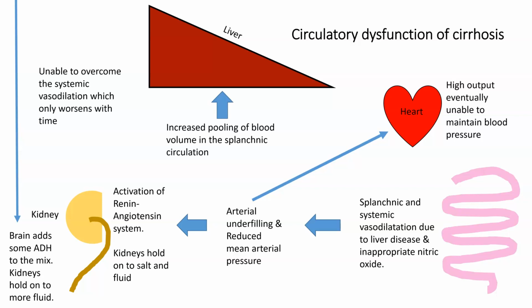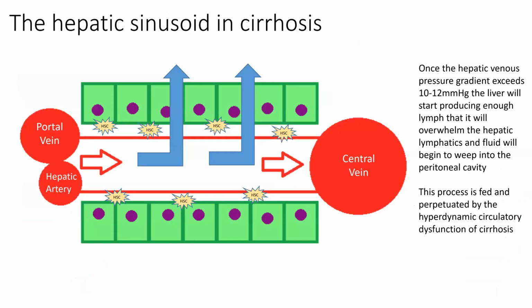The net result of this is that you'll have increased blood volume and increased pooling of that blood volume in the splanchnic circulation. The patient with cirrhosis is unable to overcome the systemic vasodilation, which actually only worsens as this goes on. The net result is you have this positive feedback loop of increasing blood volumes, increasing pooling in the splanchnic circulation, increasing vasodilatation, which just drives this process around and around.